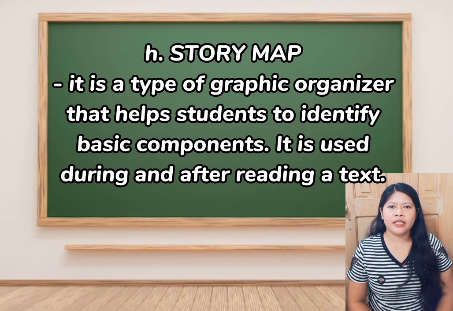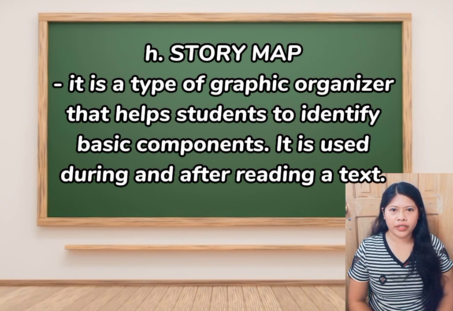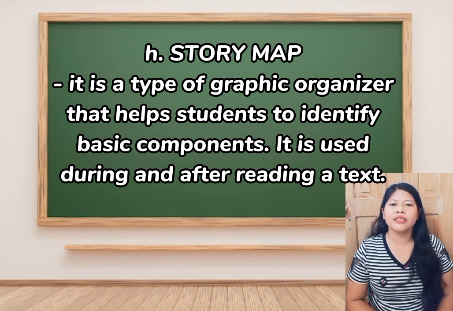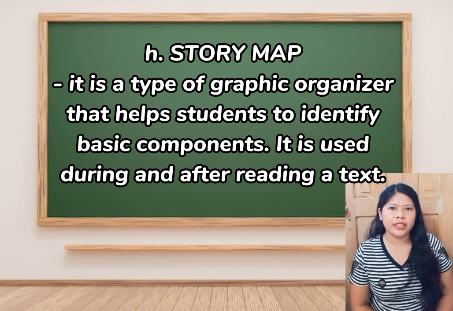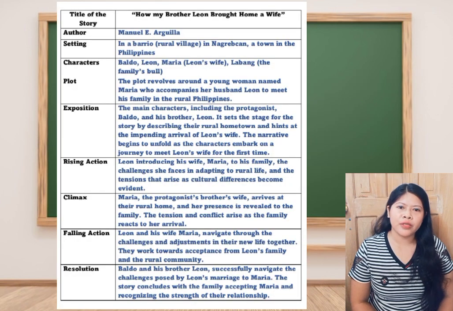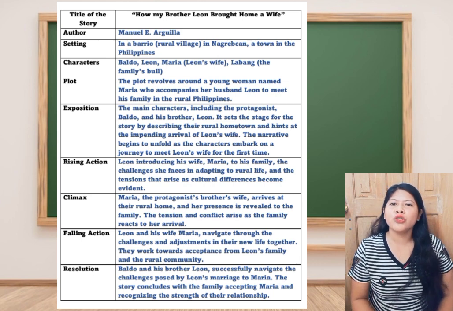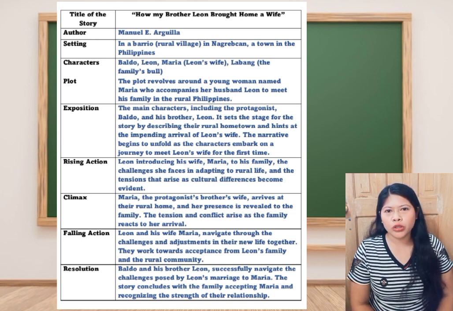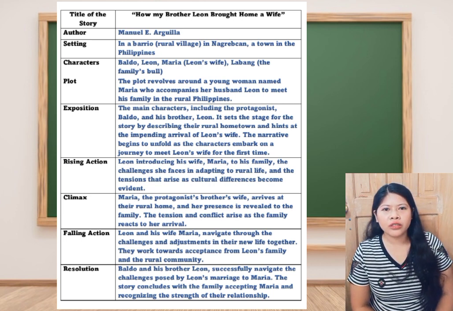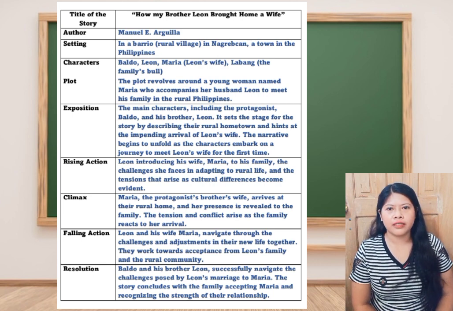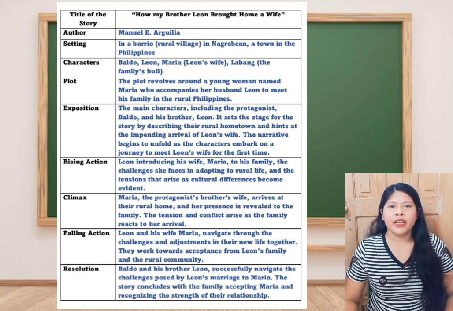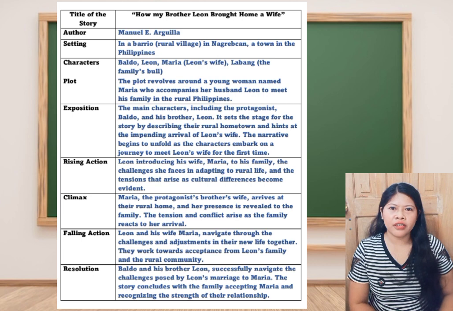Next, we have the story map. It is a graphic organizer that helps students to identify basic components. It is used during and after reading a text. As you can see in the visual presented on the screen, the title of the story is written on the top. Then you should identify the following: the author, the writer of the story; the setting, the time and place the story is set; the characters, any persons or animals presented in the story; then the plot, the sequence of events that happened in the story. And these are the components of the plot.